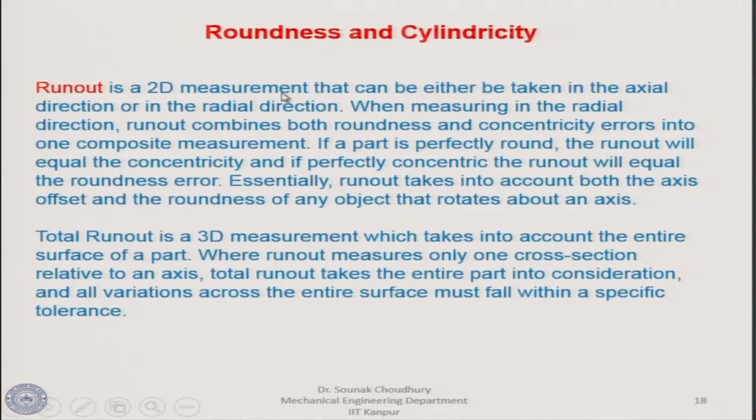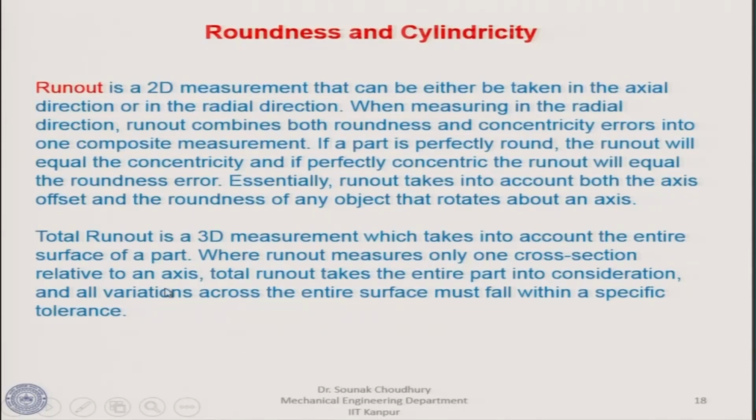Run out is a two dimensional measurement, okay, that can be taken either in the axial direction or in the radial direction. Now, here of course, this is the explanation given. Run out takes into account both the axis offset and the roundness of any object that rotates about an axis. This is important. All right. Now, here when measuring in the radial direction, run out combines both roundness and concentricity errors. Okay. This is also important here.